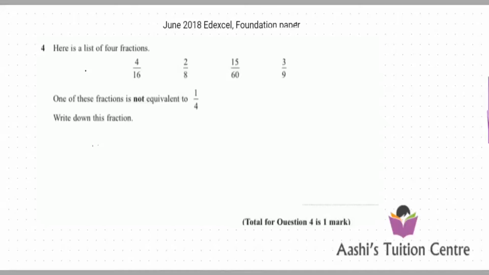For question 4, here is a list of 4 fractions. One of these fractions is not equivalent to 1 over 4. Write down this fraction. So what you want to do is trial and error for all of these fractions to see if they break down to 1 over 4 or not. So let's start with 4 over 16. I'm going to try to simplify this fraction.